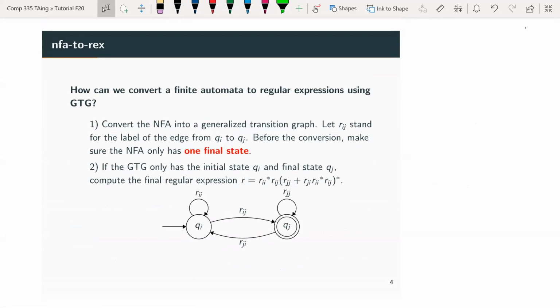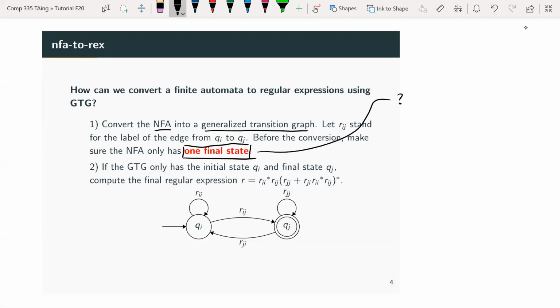Okay, so what is the procedure when you're taking an NFA and you want to convert that to a regular expression? Well, the first thing you need to do is take your NFA and convert it to a general transition graph. In other words, any edge you have is converted to a regular expression. But what you need to make sure of in this algorithm is that you have a single final state.